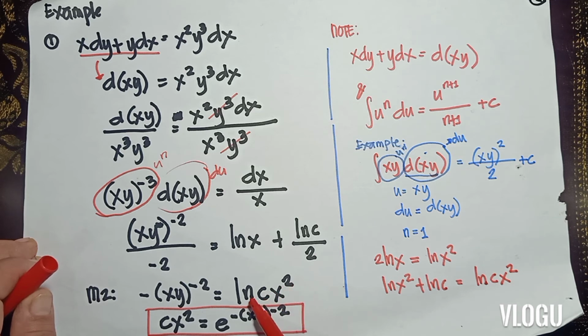So if you want to remove ln, multiply that with e. If you are going to multiply this with e, you will have a form of cx squared is equal to e raised to negative xy minus 2. So that is now the form.